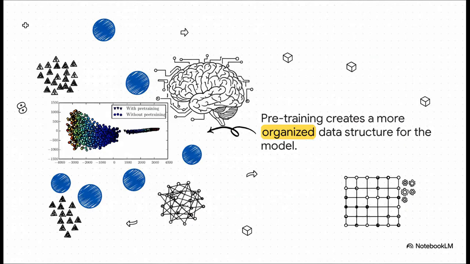And this image just illustrates the effect perfectly. Take a look. You can see how data points get organized by 2 different models. Those scattered blue circles, that's a model without pre-training. But look at the tightly clustered black triangles. That's a model with pre-training.